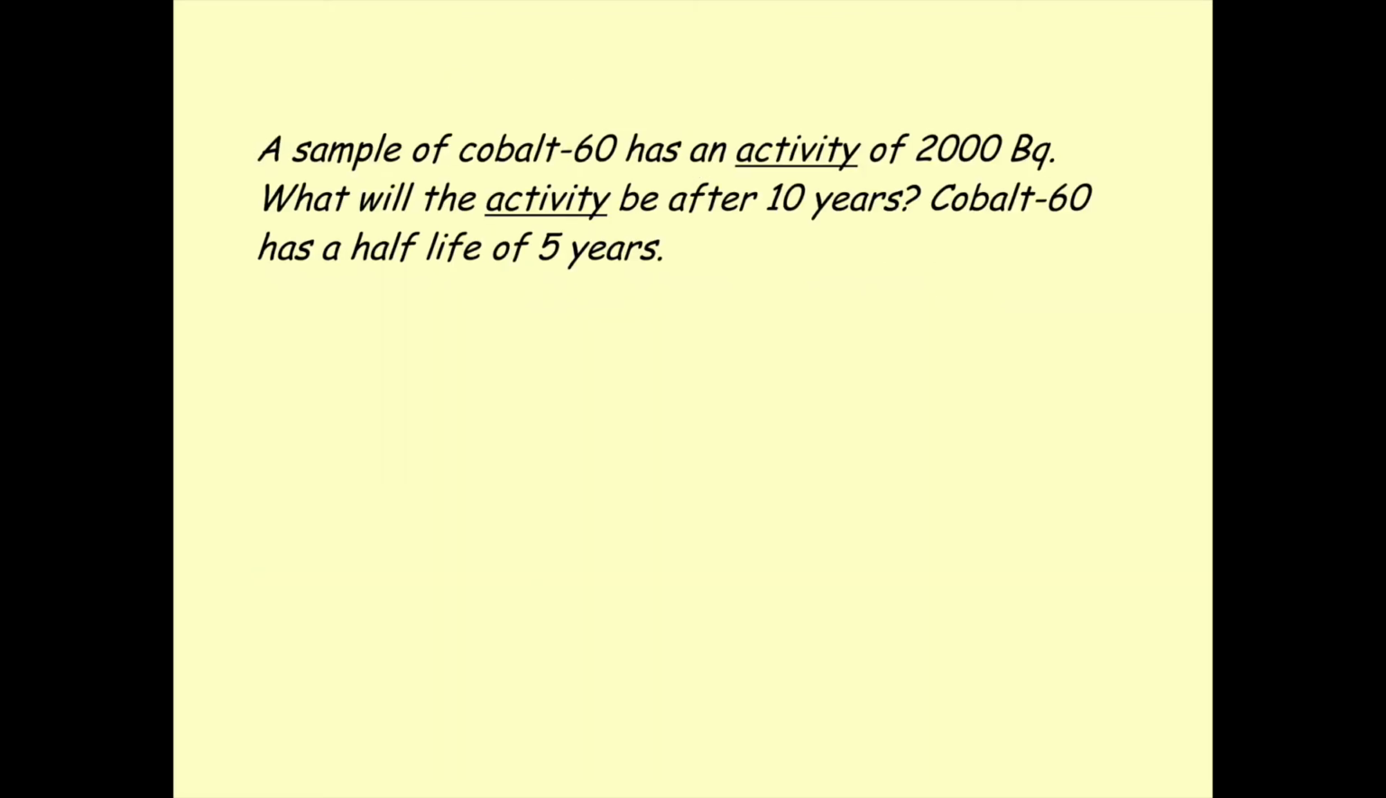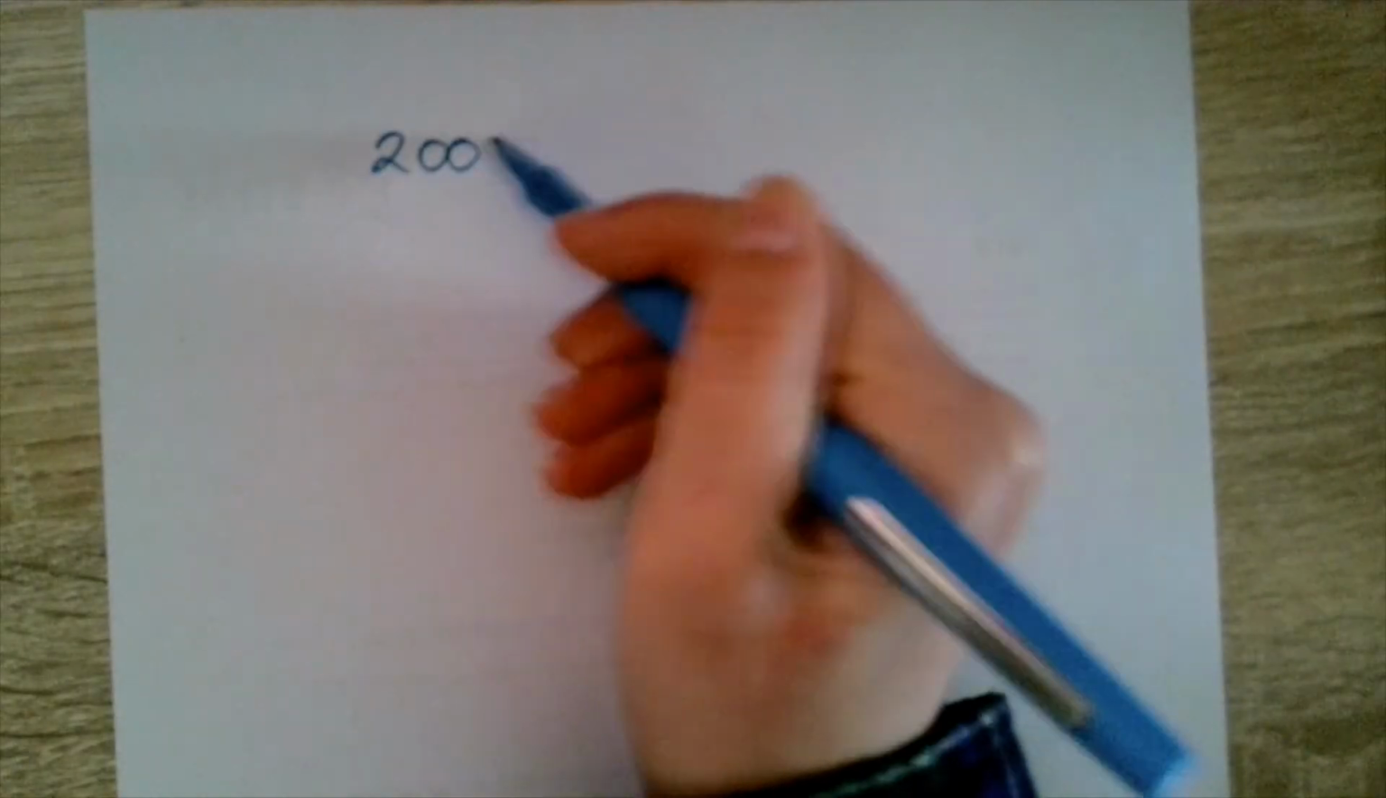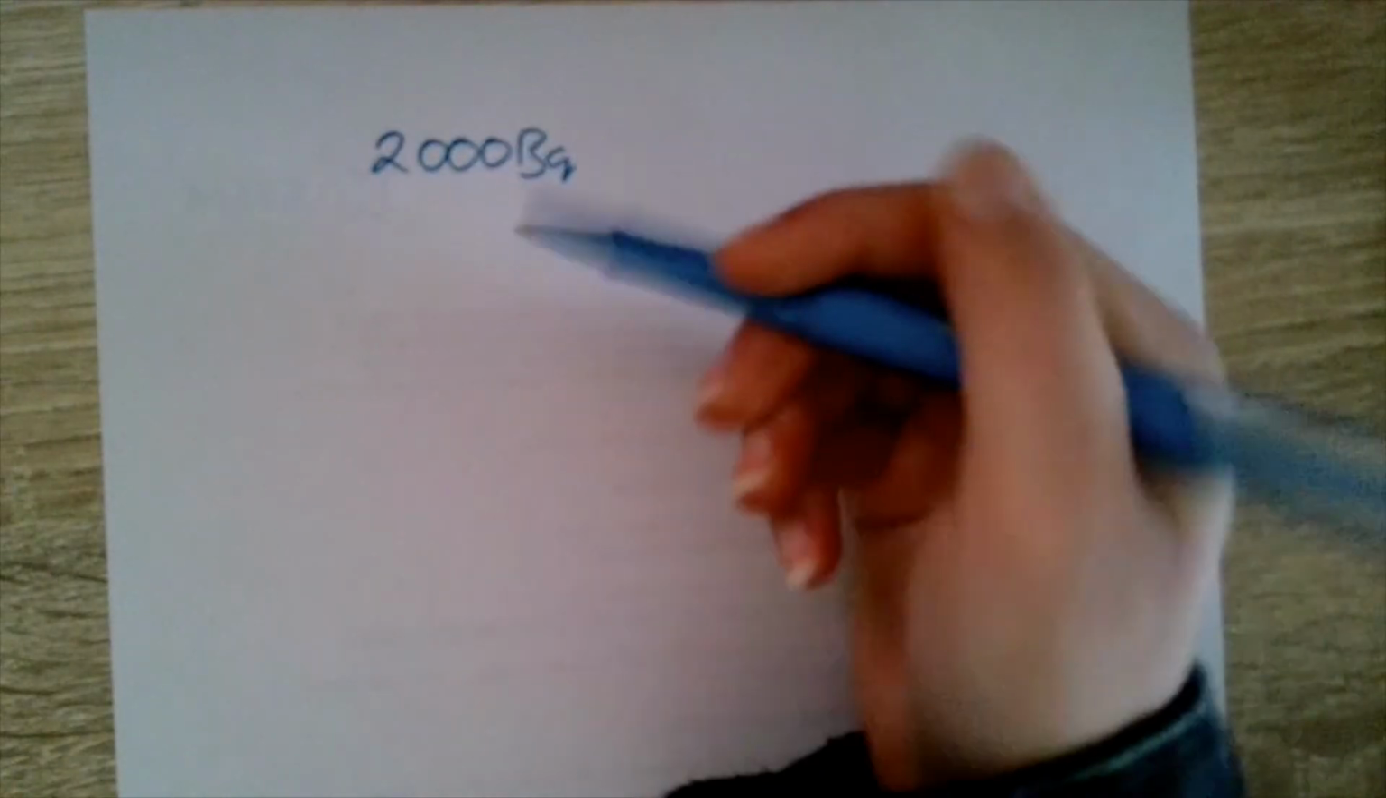So a question to have a look at: a sample of cobalt-60 has an activity of 2000 becquerels. What will the activity be after 10 years, given that cobalt-60 has a half-life of 5 years? So a sample of cobalt-60 has an activity of 2000 becquerels. What will the activity be after 10 years?